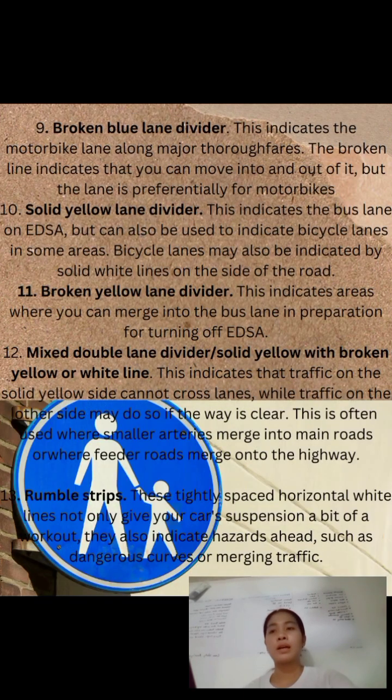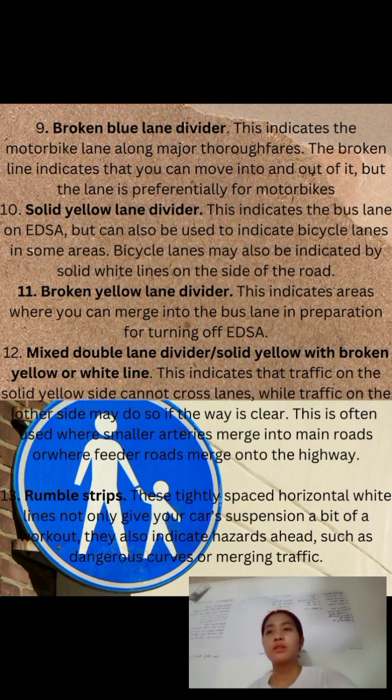Number 9, broken blue line divider. This indicates the motorbike lane along major thoroughfares. The broken line indicates that you can move out of it, but the lane is preferentially for motorbikes.